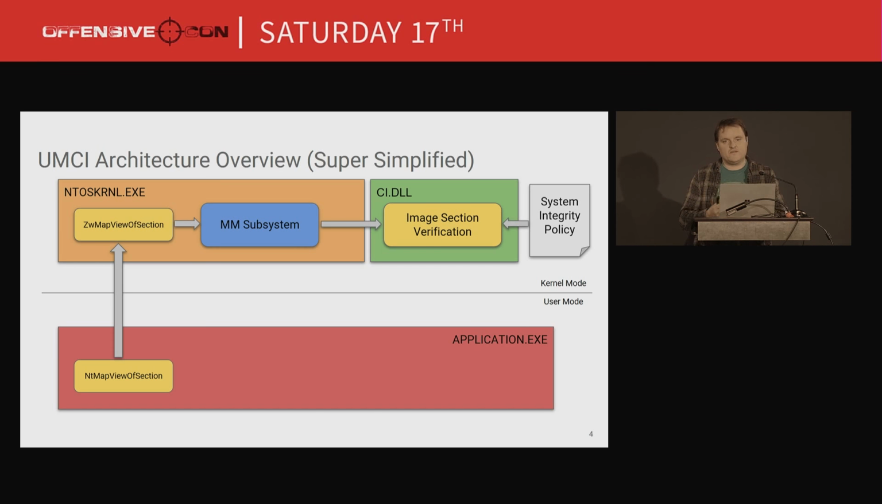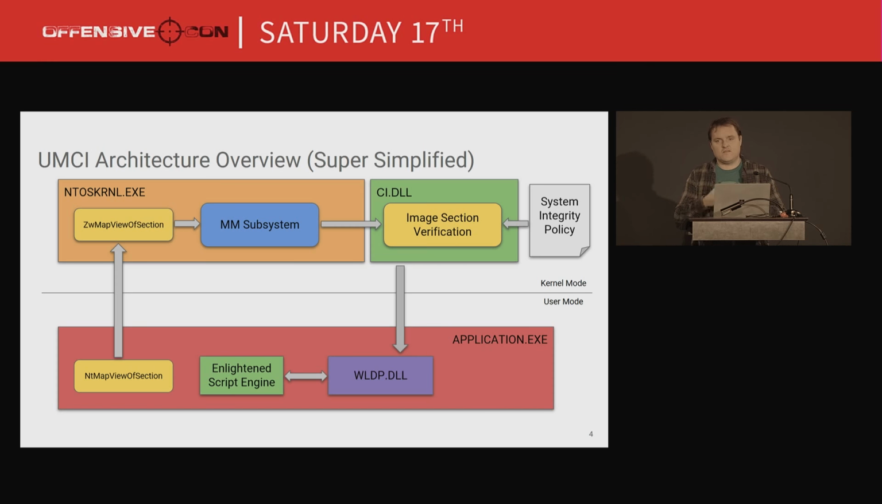But what about all those applications which run in user mode on a standard Windows system, which could act as confused deputies, load arbitrary script code and give you, for all intents and purposes, arbitrary code execution anyway? To mitigate that, Microsoft also has something called the Windows Lockdown Policy, implemented in WLDP.dll. It allows what could be referred to as enlightened script engines. Most of the script engines on Windows, such as PowerShell and Windows Script Host, are considered enlightened. They know about UMCI. If UMCI is on, they will enforce additional restrictions on that scripting content. In PowerShell's case, that means turning on something called constrained language mode, and in the script host case with JScript, it restricts what COM objects you can access.